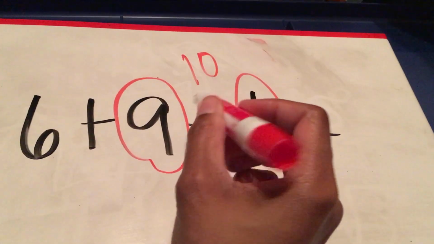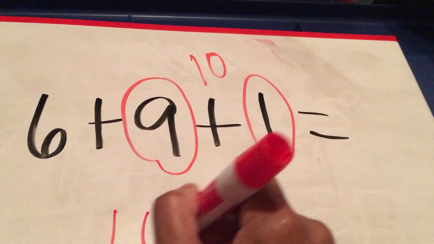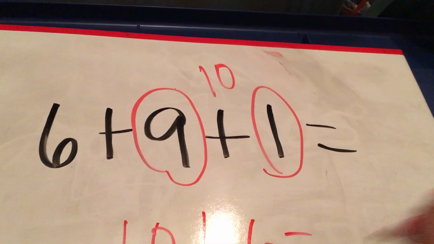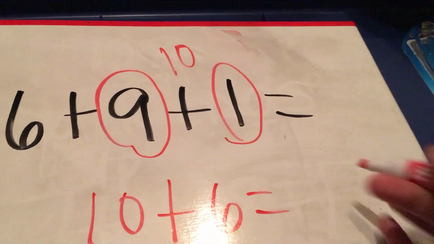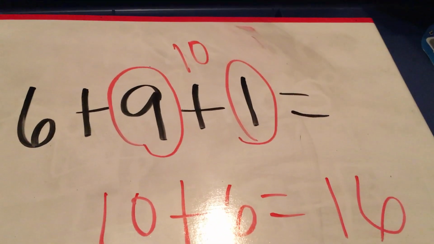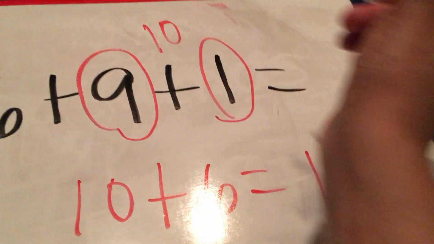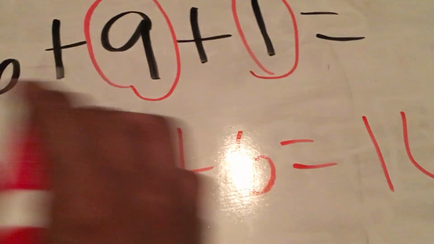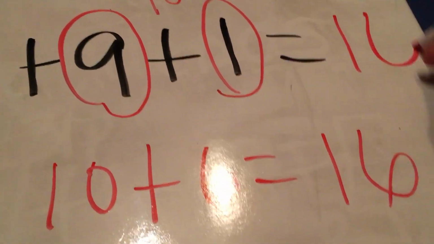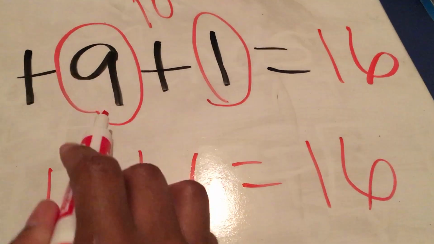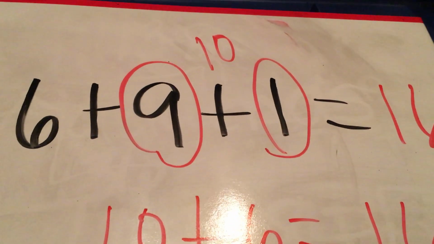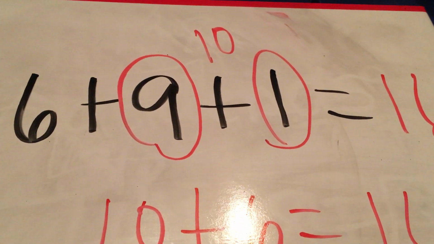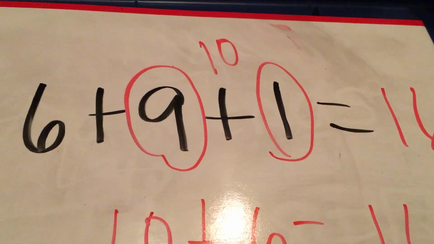So now I'm at 10 plus 6. And I know that if I put 10 in my head and count up 6 more, I'll get 16. So 10 plus 6 is 16. That's my answer, because 6 plus 9 plus 1 gives me 16. So when I'm looking at these types of problems, I want to find my 10 first.